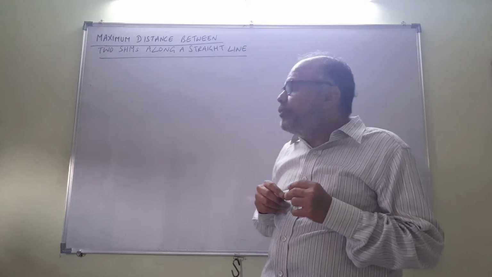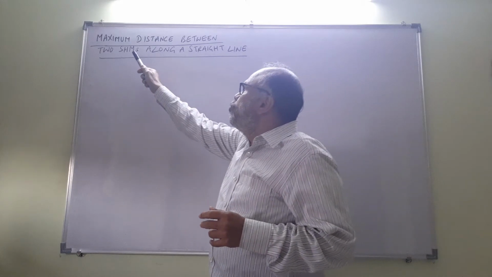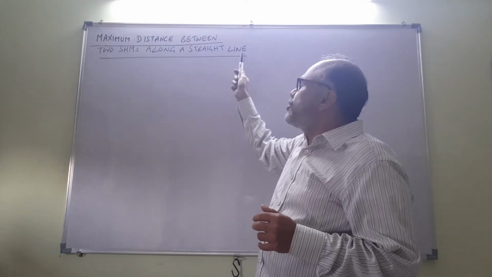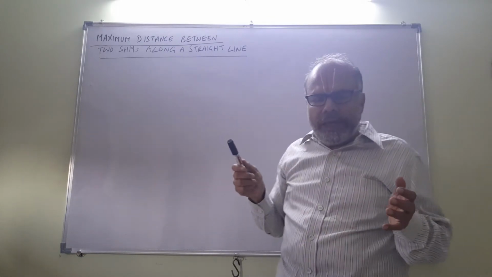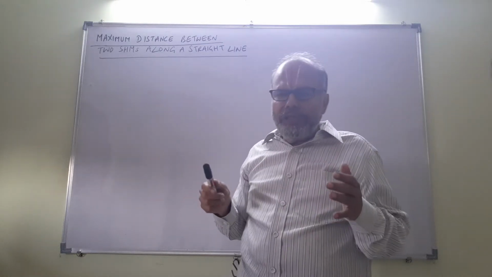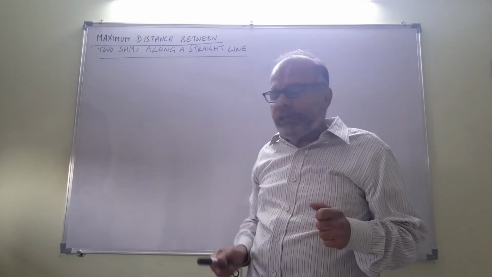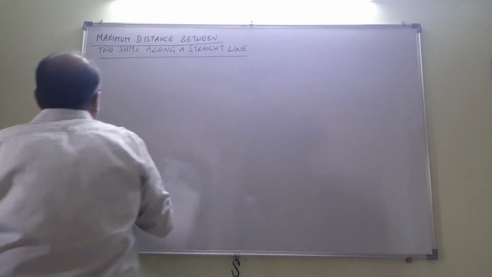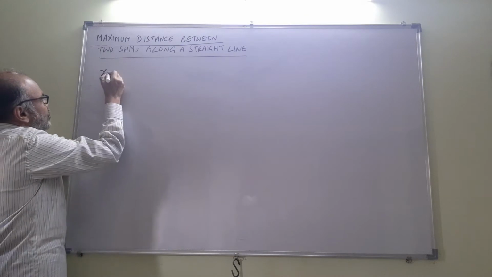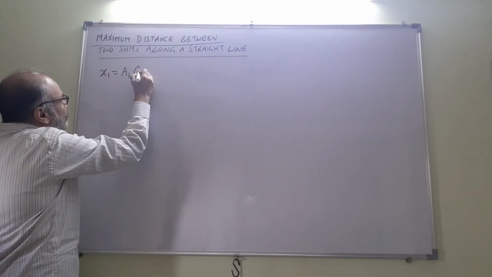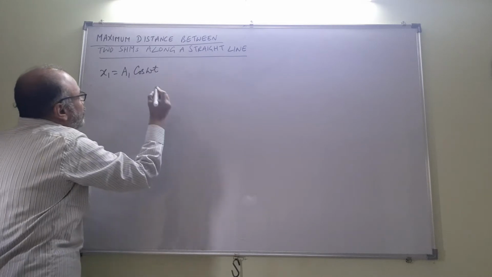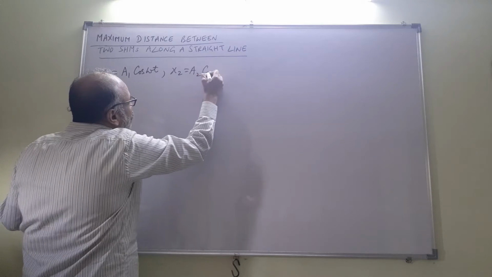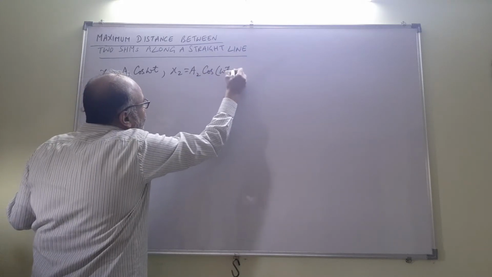Now we would like to see what is the maximum distance between two SHMs along a straight line. We are assuming that the SHMs have a common mean position or common center of oscillation and they are moving in a straight line. So let us say the equations of the SHM are x1 is equal to a1 cos of omega t and x2 is equal to a2 cos of omega t plus phi.